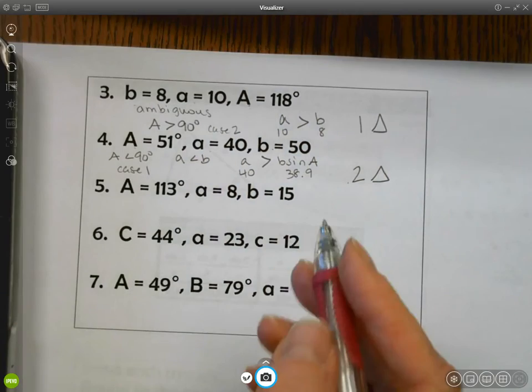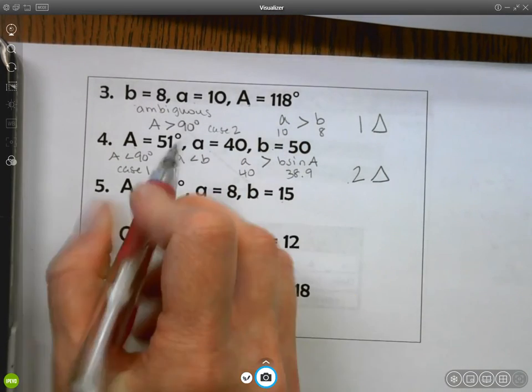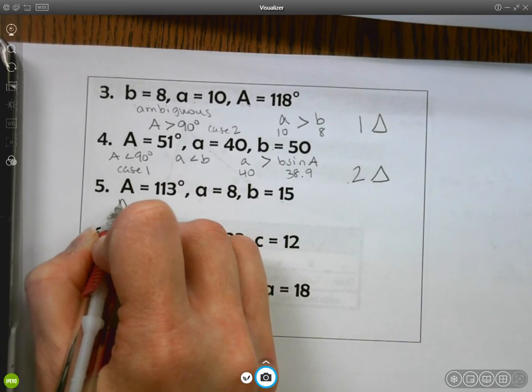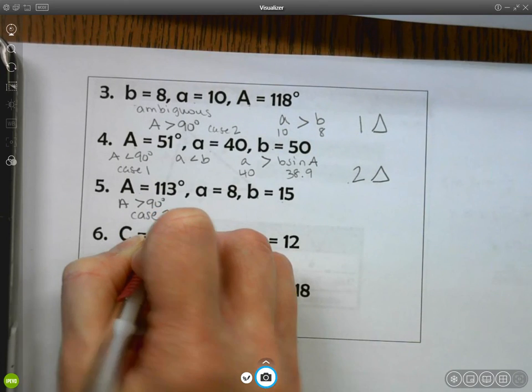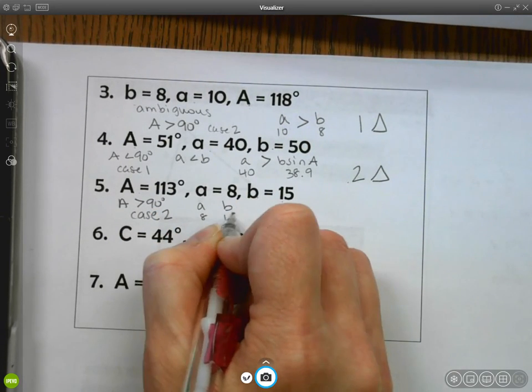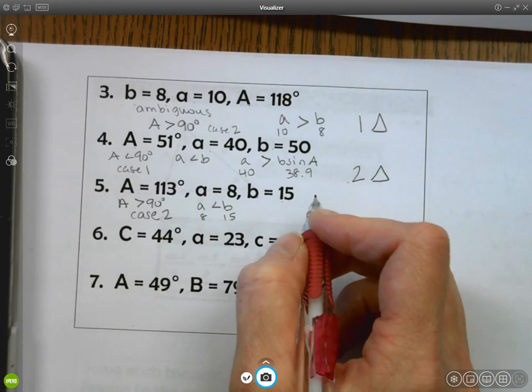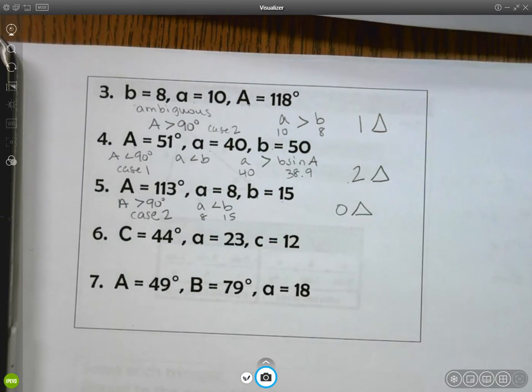All right, number 5. Again, it's ambiguous because it's angle side side. We have angle A is greater than 90, so that says look at case 2. So compare A to B, so 8 compared to 15, A is less than B, so we have no triangle.